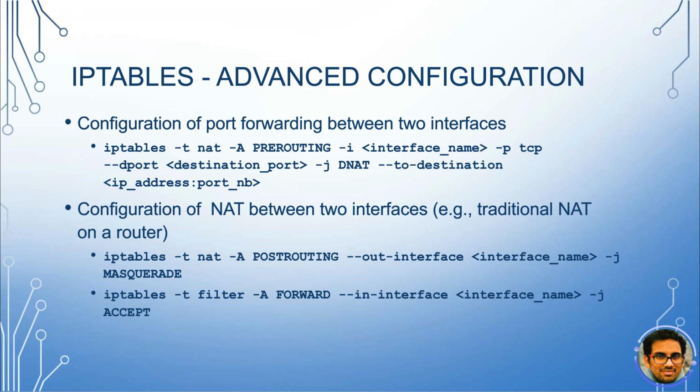Additionally, iptables also enables us to configure a simple network address translation between two interfaces, a common scenario in routers. To do this, use the second command listed in the slide with -o out interface and -j MASQUERADE. This ensures that the outgoing packets have their source address rewritten simultaneously. Also, using the third command on the slide, we can ensure that the NATed packets also have filtering between interfaces.